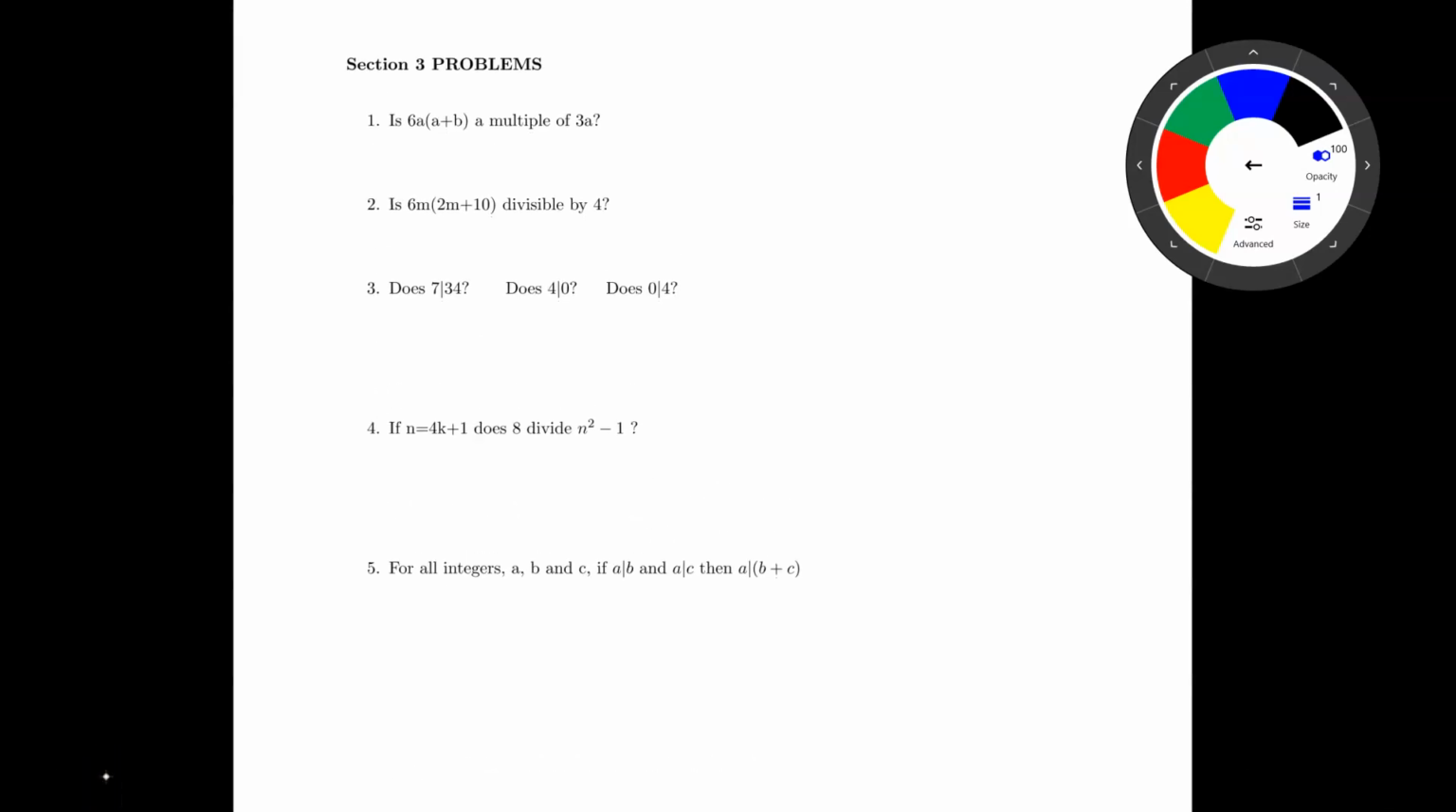Okay, so let's do some practice problems. Is this a multiple of 3a? Can I factor a 3a out of this? I sure can. So I get 2 times (a plus b), correct? So this 6a(a plus b) can be written as 3a times this, so it is a multiple of 3a.